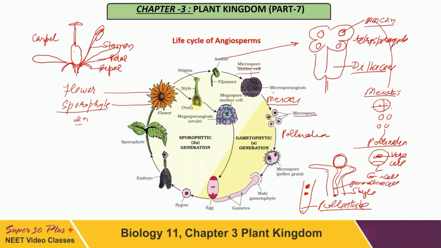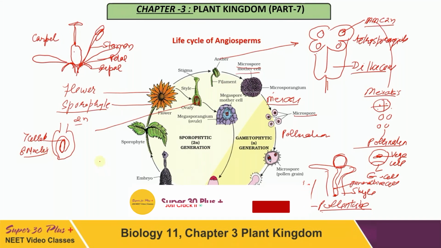Inside the ovary, there is the ovule. Inside the ovule we have the embryo sac, right? Now this embryo sac, as I told you earlier, is 7-celled and has 8 nuclei, 7-celled and 8-nucleated.